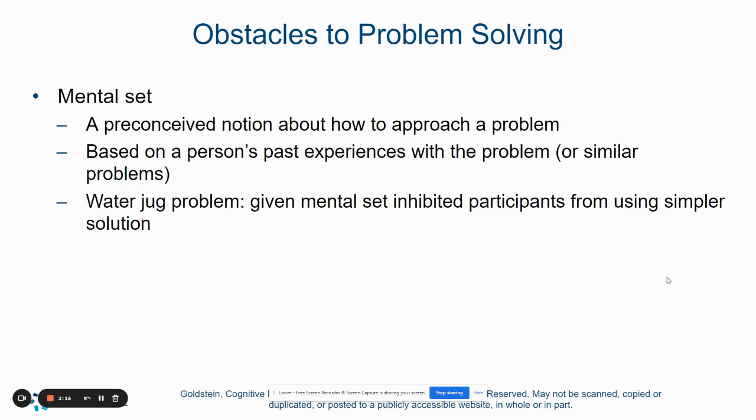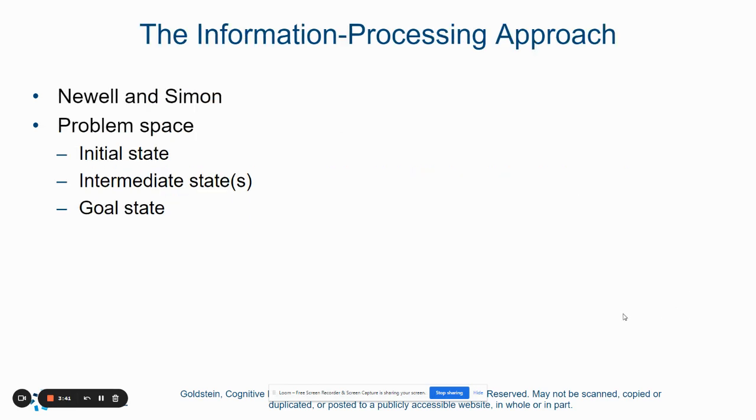The mental set is how we approach problems. We tend to approach problems from the same mental set. If we think one thing works, we tend to continue to solve similar problems that way because it's worked for us in the past. This is an example of the water jug problem, which is when people have a certain mental set and it prevents them from thinking of a simpler solution. And you can find that water jug problem in your textbook.